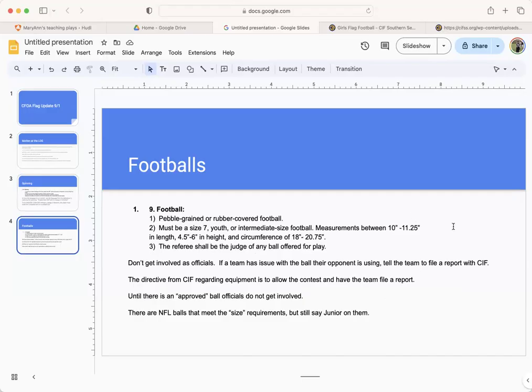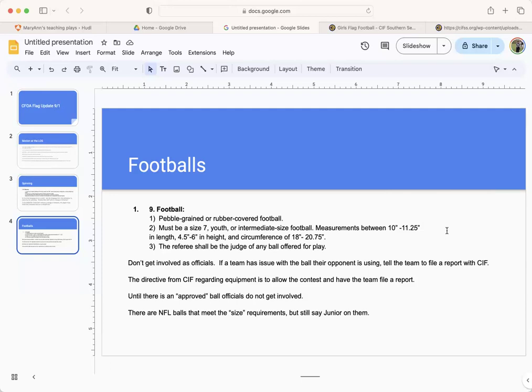We also are getting some questions about footballs. Please do not get involved in the footballs. Please have the opponent who is having issue with a football that's being used file a report with CIF and let the teams sort this out with administration and CIF. The directive from CIF regarding equipment is to allow the contest to be played and have the team file a report. Until we have an approved ball, officials are not to get involved in this.